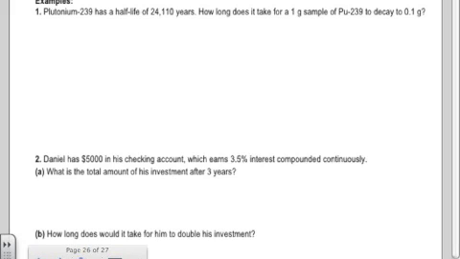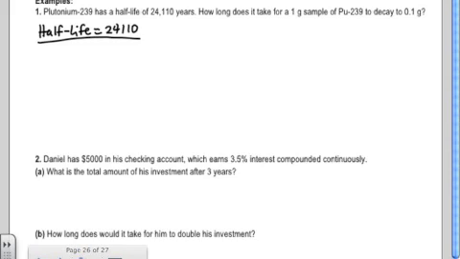Okay, so for this problem, I'm going to break it up into two parts. I'm just going to talk about the half-life, and then I'm going to do the second part. So the half-life is equal to 24,110 years. So that's my first part.